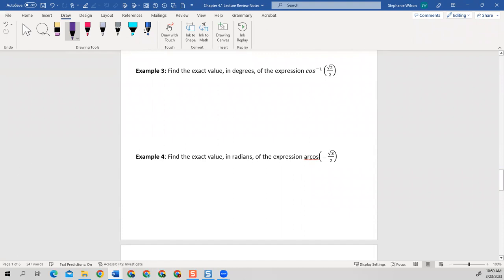Example 3 says find that exact value. But it says now in degrees, so make sure your calculator's in degrees mode. We got cosine inverse of square root of 2 halves.